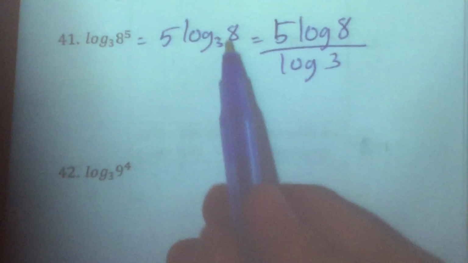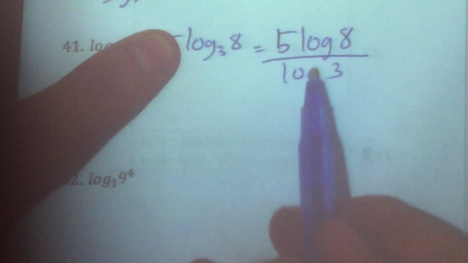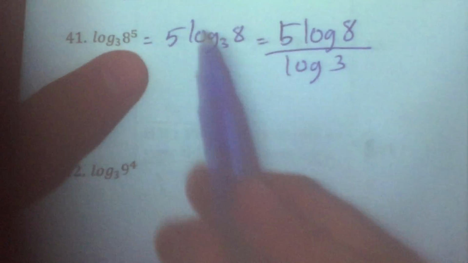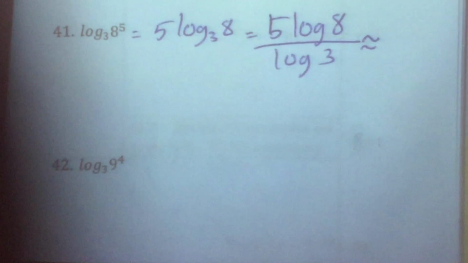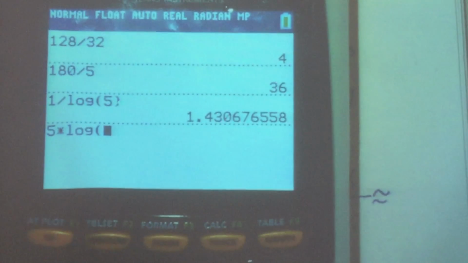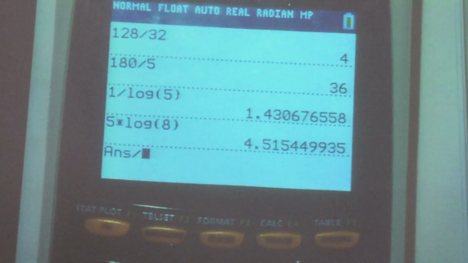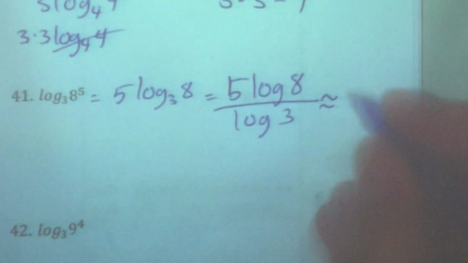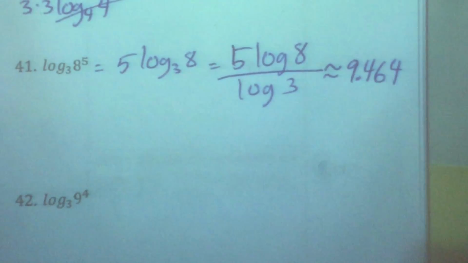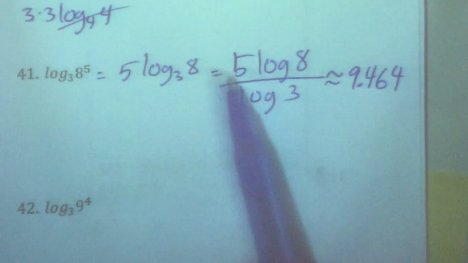The way I got that is by taking log base 3 of 8 and using the change of base formula to write it as log of 8 over log of 3. And I just kept the 5 in the numerator because it's being multiplied. That's pretty much as simple as we can get it, but we can do a decimal approximation on the calculator. 5 times log of 8 divided by log of 3 is 9.464 approximately. Sometimes they ask you for the approximate answer. Sometimes they want the exact, which would be this, or this. Both of them are correct.